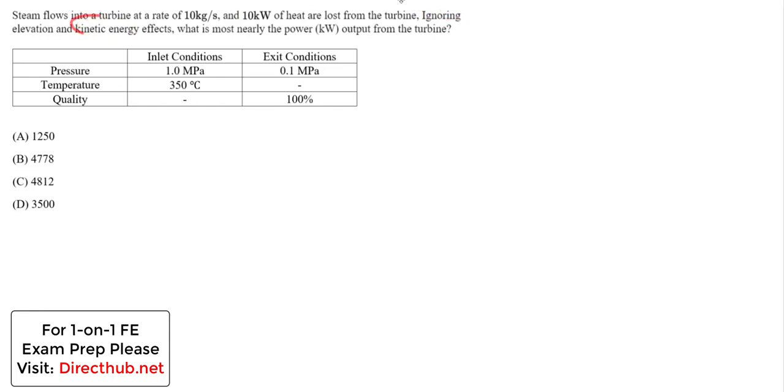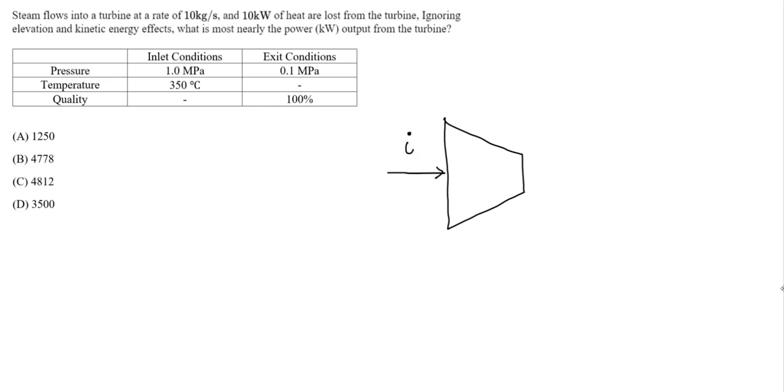Ignoring elevation and kinetic energy effects, what is most nearly the power in kilowatt output from the turbine? So we want to find the power output from the turbine in kilowatts. So what do we do here? We know we're given these inlet and exit conditions. So let's draw a quick picture here. We have a turbine, and we know at the inlet, so the inlet is here. I'll use I.